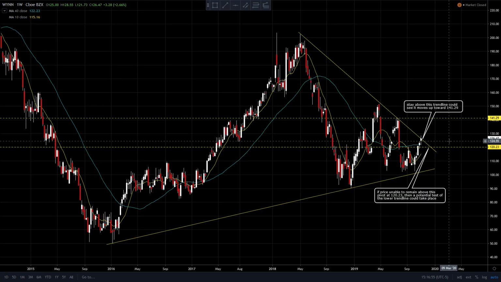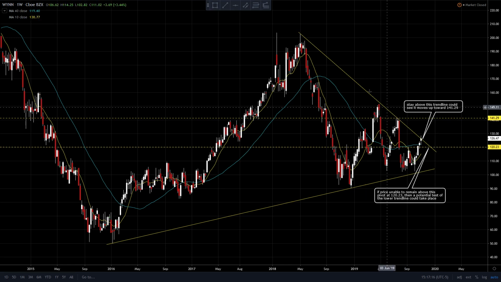Here's WYNN Resort, a gambling casino. Have a lot of things going on at Macau. So any favorable things coming out of China, especially between China and U.S. on this trade war, then I think it will maybe be beneficial to WYNN. And right now, essentially, it is bumping up against this trend line here and trying to break out.